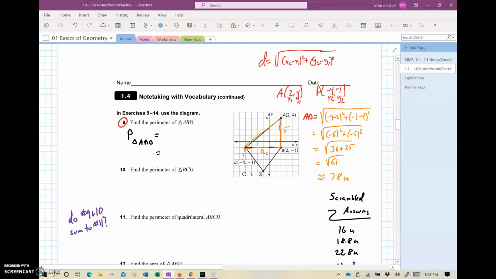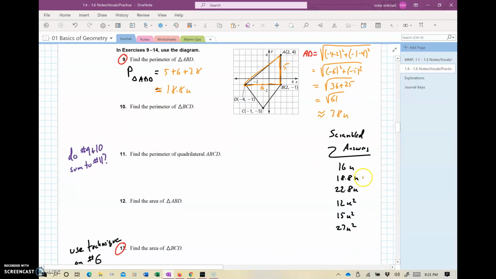And so I get 5 plus 6 plus 7.8. That's 11. That's going to be about 18.8 units. And again, that should be an approximate since there's a rounding in there. There's 18.8 units in my answer.